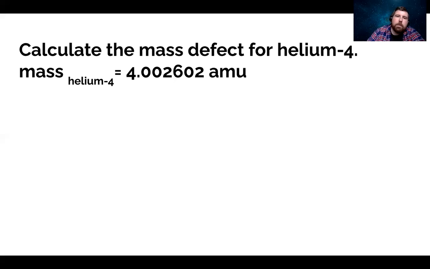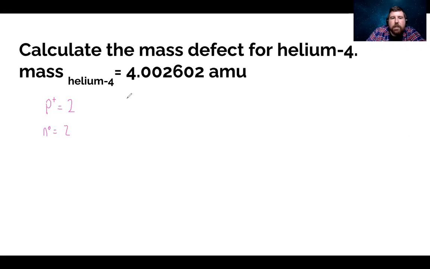So whenever we start one of these problems, the first thing that we need to consider is the number of protons and neutrons within the nucleus. So for helium-4, helium has an atomic number of 2. I found that number from the periodic table. The number of neutrons can be found by taking the mass number, which is 4, and subtracting the number of protons, which is 2. So 4 minus 2 is 2. So this thing has 2 protons and 2 neutrons.